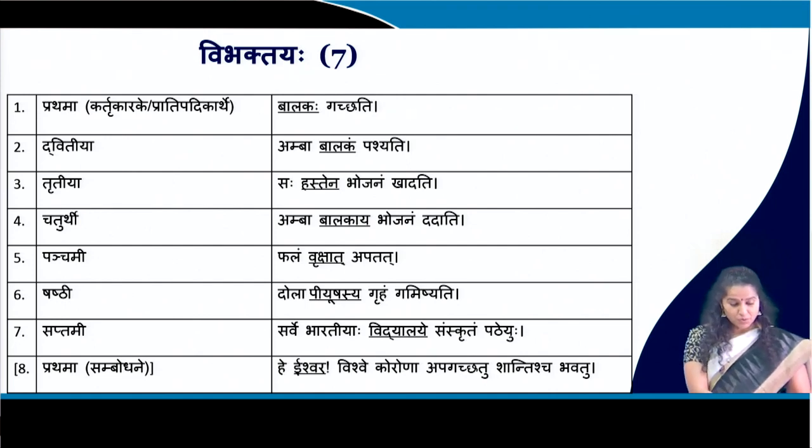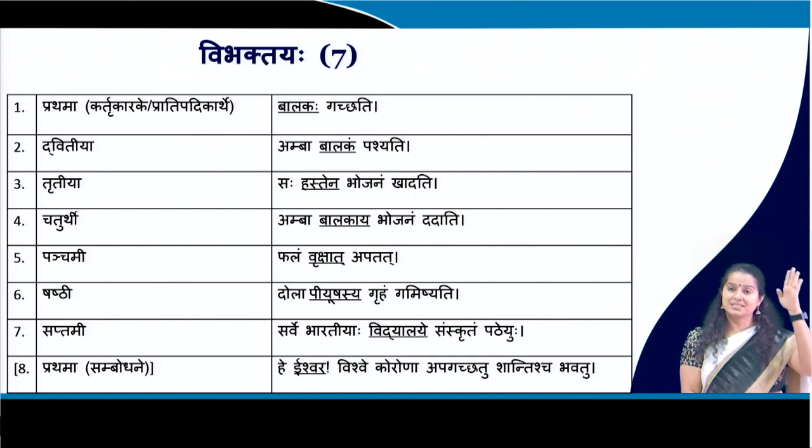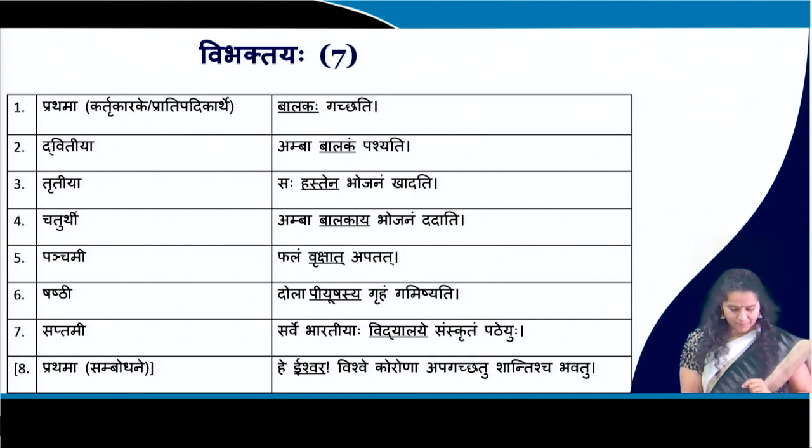Next, panchami. So panchami, phalam vrikshat apatat, which we have just seen. So the falling of the fruit from the tree, the vriksha which is steady gets the apadana karakam. Shashti. So the Shashti vibhakti does not have a karakam because it is not directly connected to the verb. So you have dola piyushasya griham gamishyati. Piyushasya is a sambandha. It is indicating the relationship. And kasya griham, piyushasya griham. Piyushasya gamishyati doesn't make sense. So piyushasya is a sambandha, but not a karakam there.